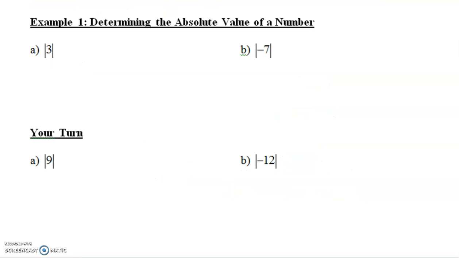So then let's look at the first example here. Same thing, we're just going to determine how far away from 0 each of these is. So the value of 3 is 3 units away from 0. The value of -7 is 7 units away from 0. Please try the next two on your own.